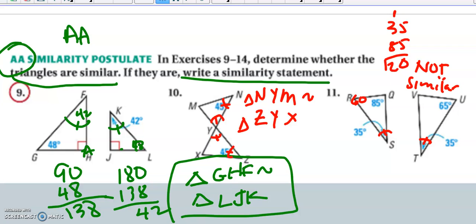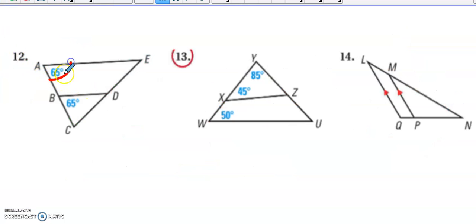Let's look at a couple trickier ones. We have a 65 and a 65, that works. We're looking at little triangle here and big triangle.